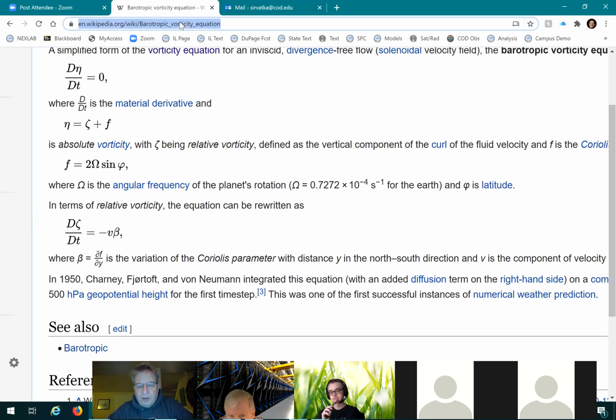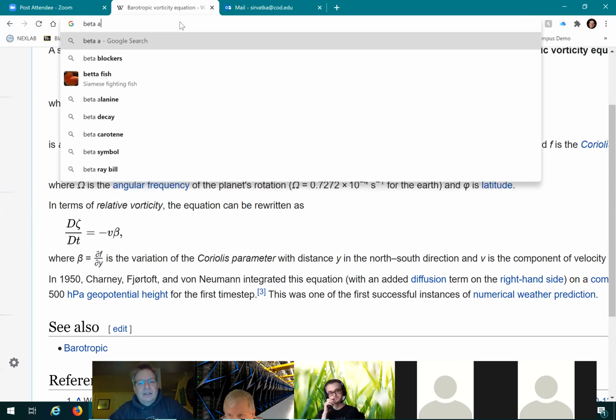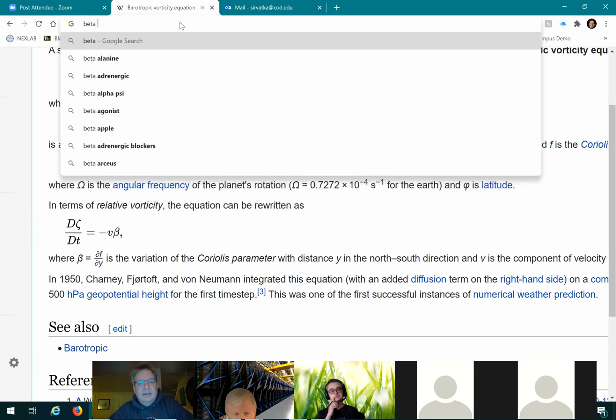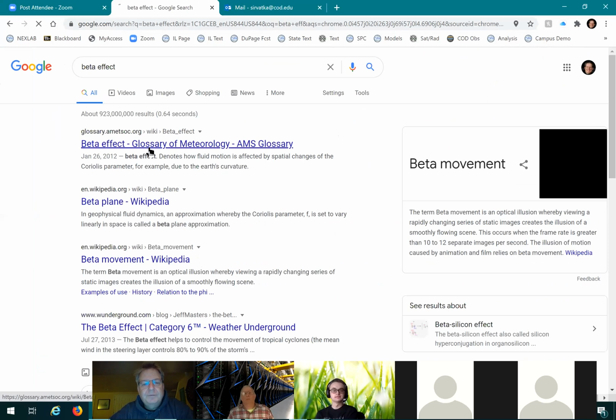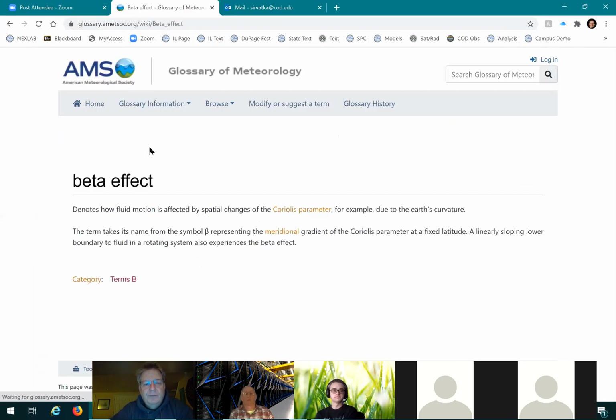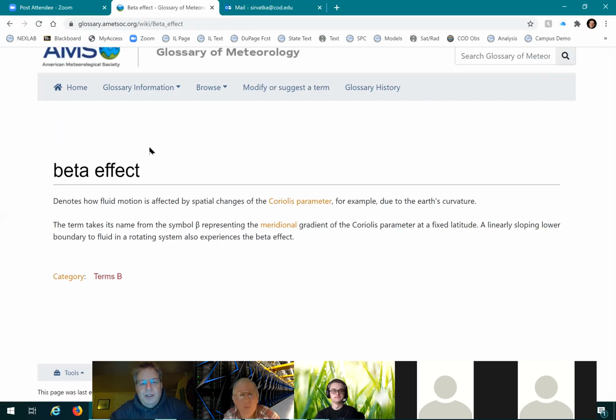Yeah, okay, so the beta effect denotes how fluid motion is affected by spatial changes of the Coriolis parameter due to the Earth's curvature. The term takes its name from the symbol beta, representing the meridional gradient of the Coriolis parameter at a fixed latitude.